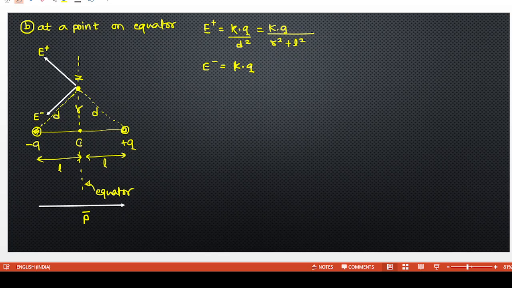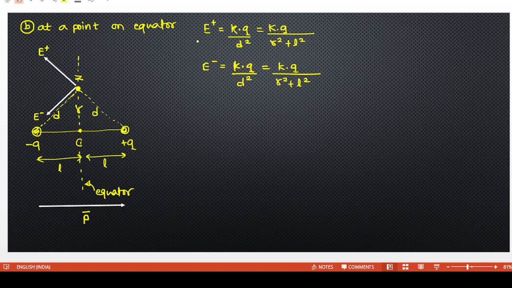Don't put this q as minus q. You are finding the magnitude of the vector. So kq by r square. K is k. Q is not minus q. Put q as q. R square is d square. So it is kq upon, what is this d square? Again the same thing. It is r square plus l square. Write down: it is r square plus l square.